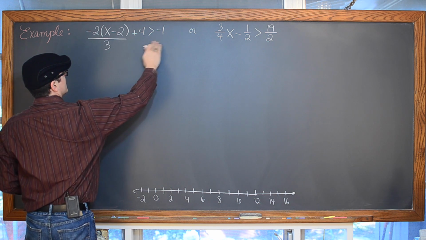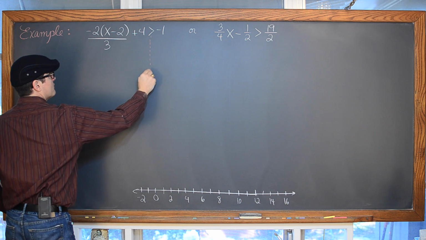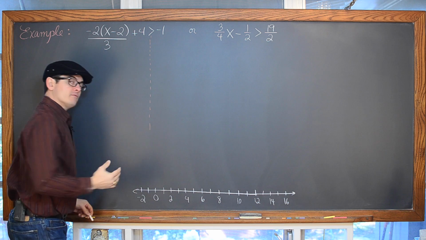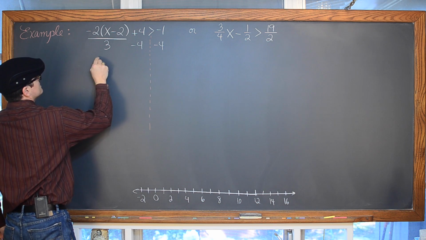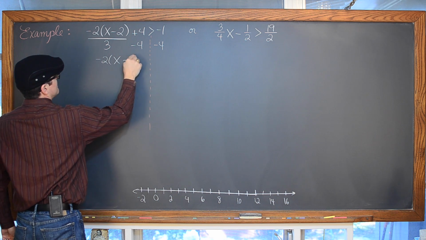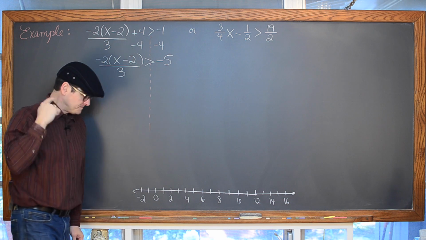We're going to undo, on the left-hand side of our inequality, the addition of 4. So we do the inverse math operation, which is to subtract 4 from both sides. That gives us negative 2 parentheses x minus 2 over 3 is greater than negative 5.